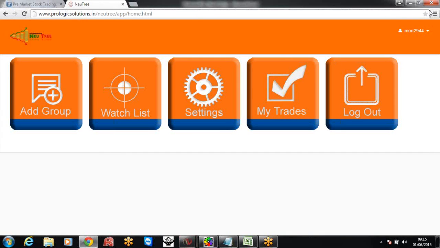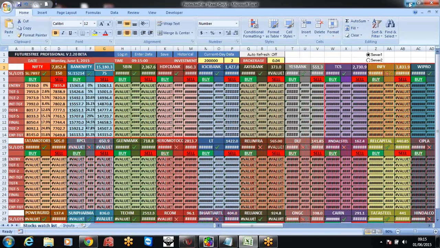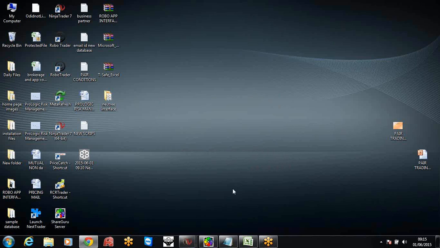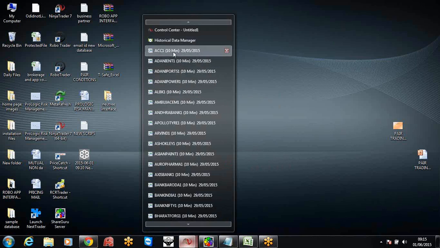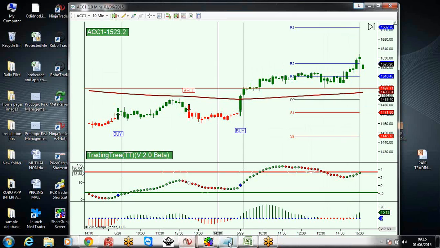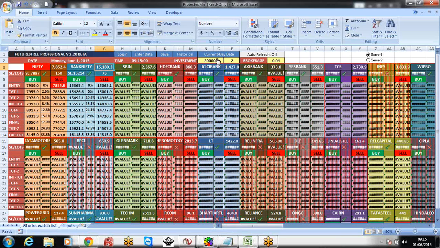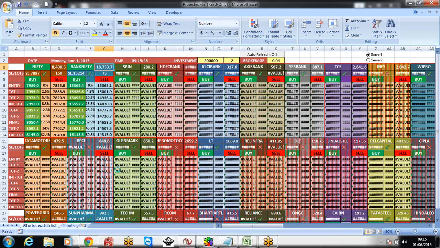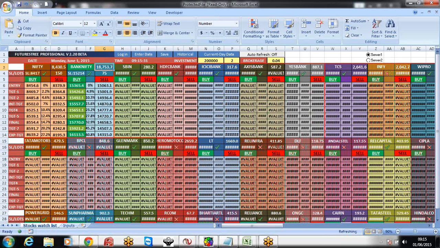There is a buy call in Crompton Graves. There is a sell call in UPL. So we have Crompton Graves and UPL, and you can just check the data is being fed here. And for the FutureStree file, I'll have to click on the current day data. So you can just see the left bottom corner, there is a calculation that is being done. That I will explain to you.